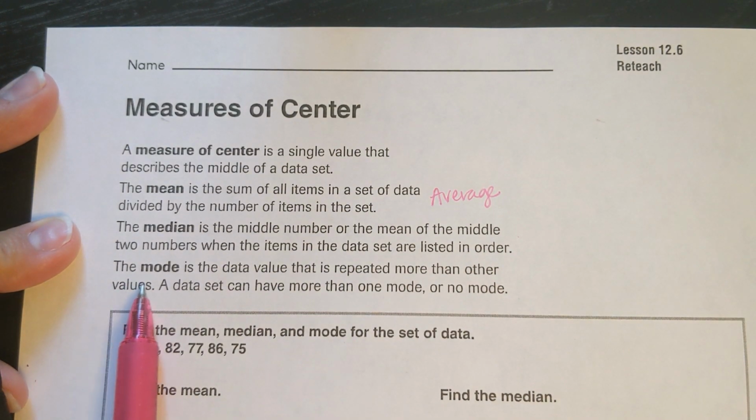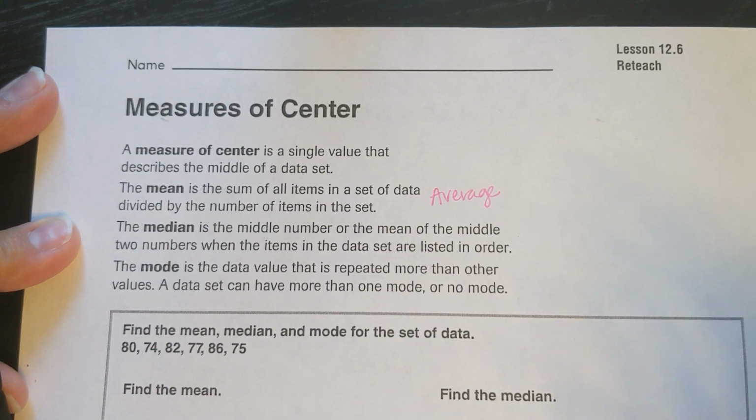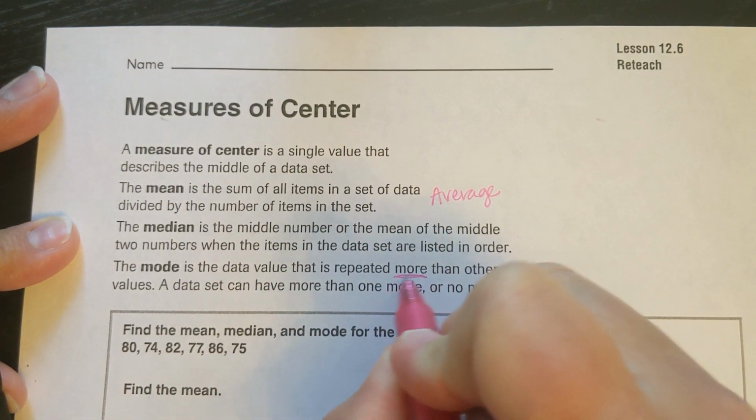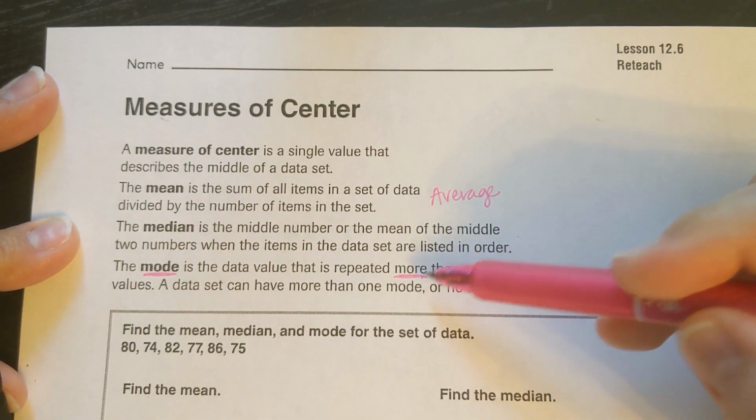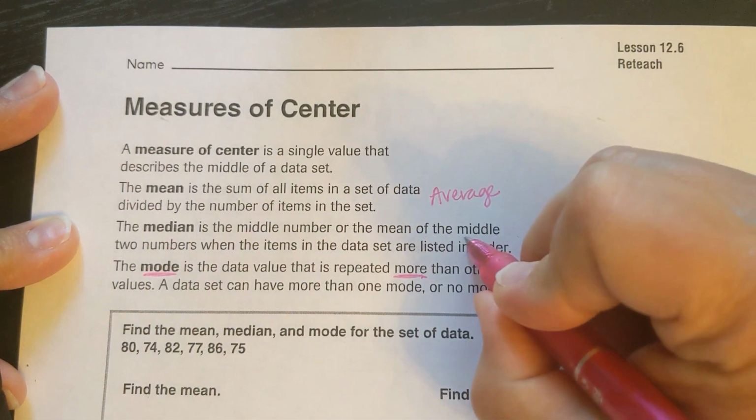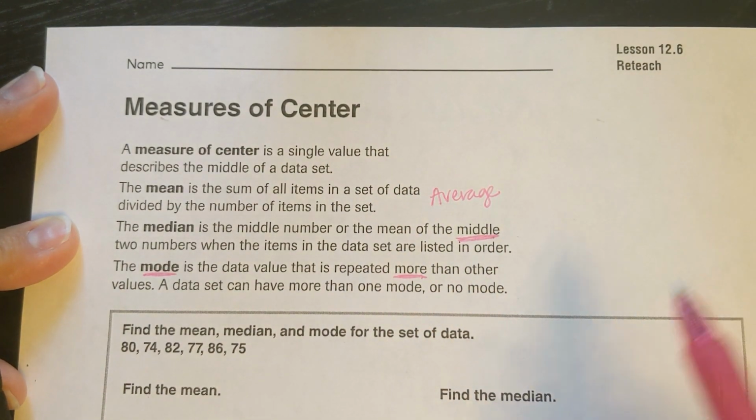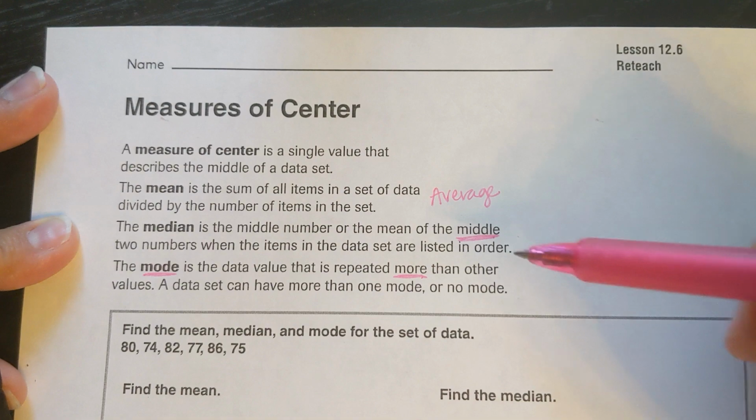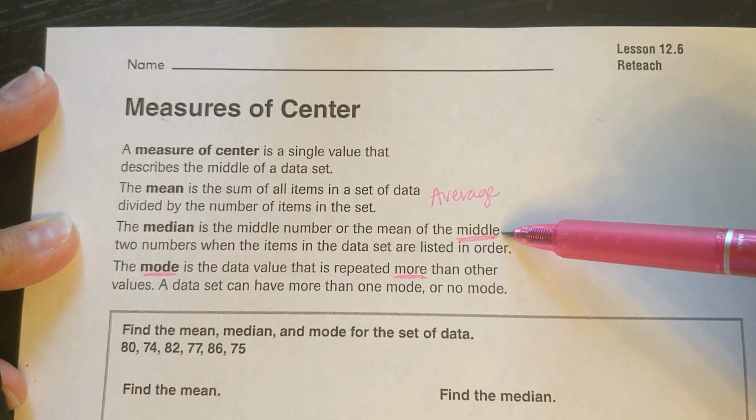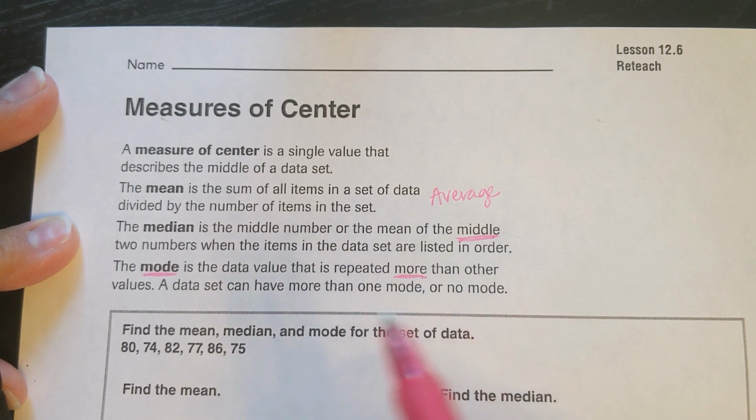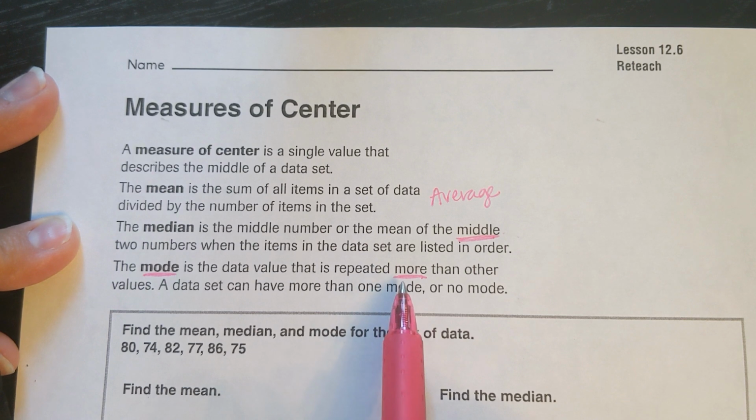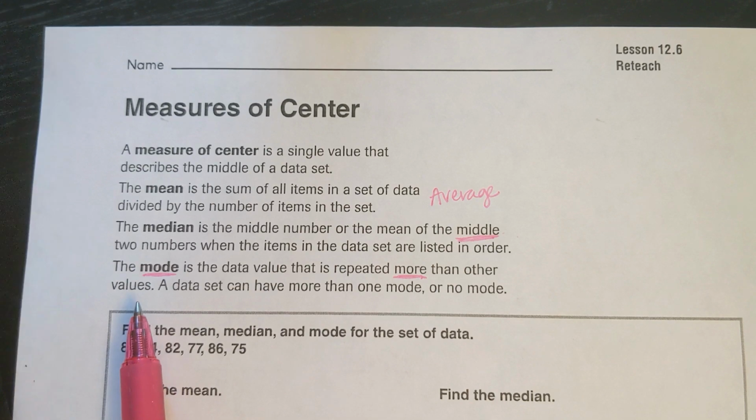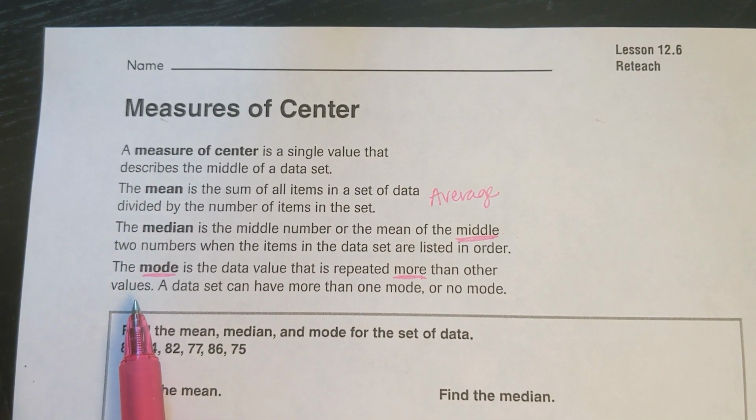So the mode definition here is the data value that is repeated more than other values. So I always like to think of the word more and mode. More and mode. Median, I like to think of as middle. And then mean, it's just mean and average. But if you see the word median, you're looking for the middle number when you set everything up in order from smallest to greatest. Mode is the number or numbers that show up more than once or more often. So not more than once, exclude that, but the most often.